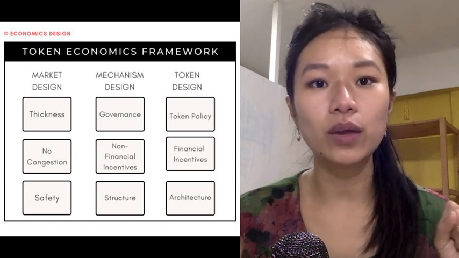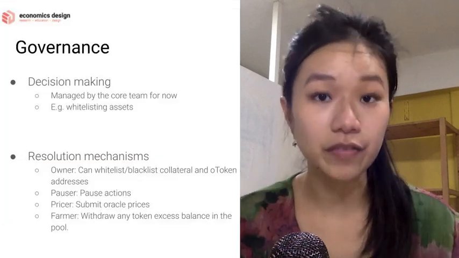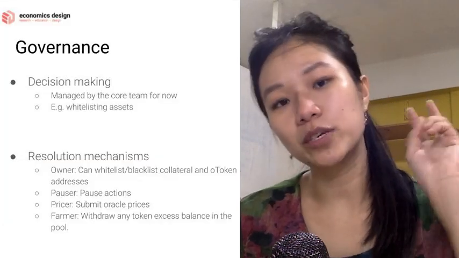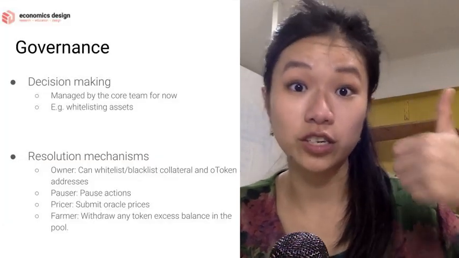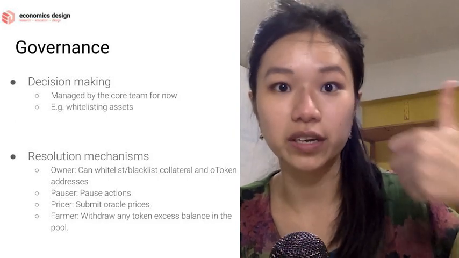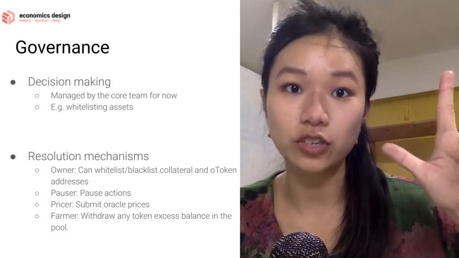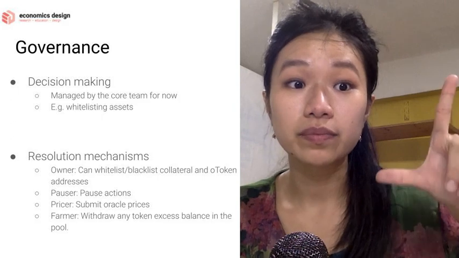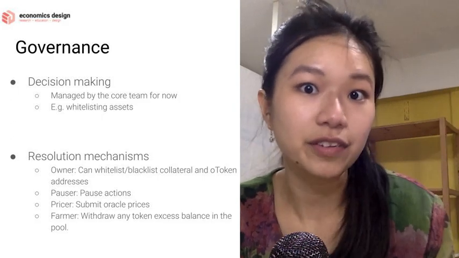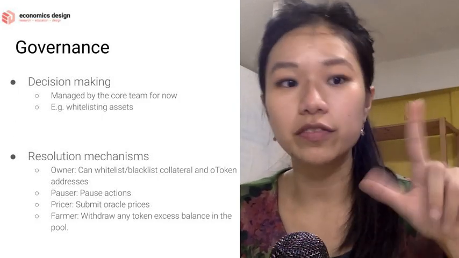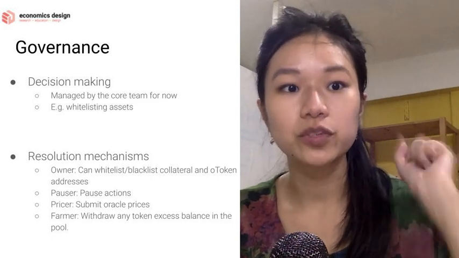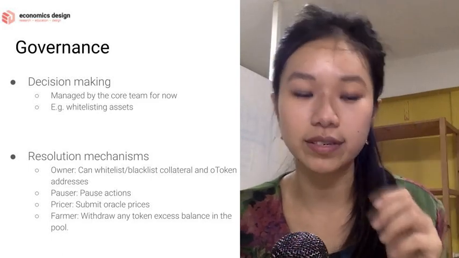In mechanism design, one of the biggest things is governance. And in governance, I split them into two. One is how decisions are being made, which is very important in governance. And the second thing is resolution. So if things go south, that's what governance is for, right? But that's not exactly part of decision making, it's part of resolution. So in governance, it's decision making and resolution.